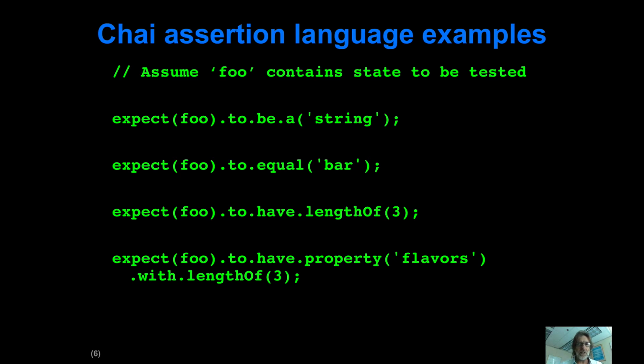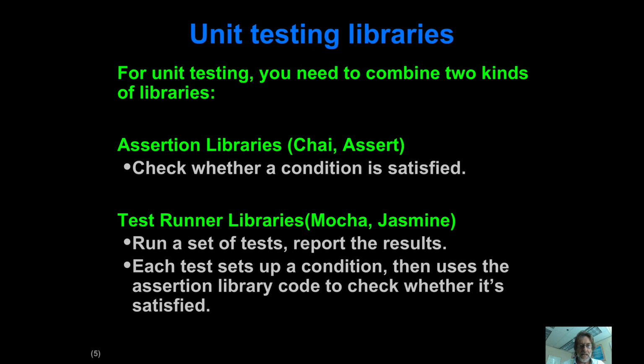They work well with Meteor, so you don't have to worry about those other ones. They're all good too, but you've got to pick something, so this is what we're going to pick. So assertion language is the way that you check whether a condition is satisfied.